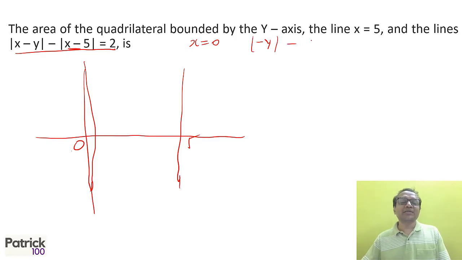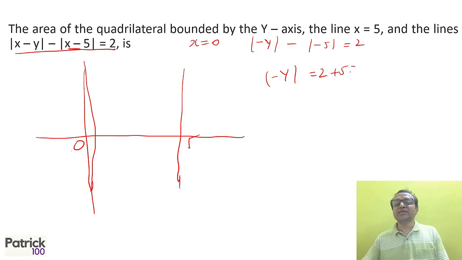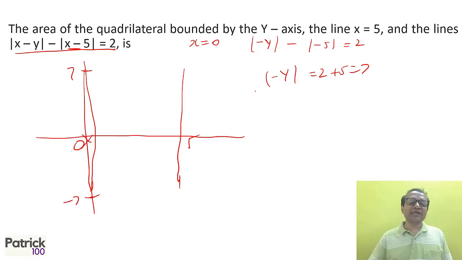Basically, the absolute value of minus 5 is the same as y. This will become, you can say, minus 5 equal to 2. So it will become 2 plus 5, which is 7. Which means the value of y will be plus 7 or minus 7 when x is 0.